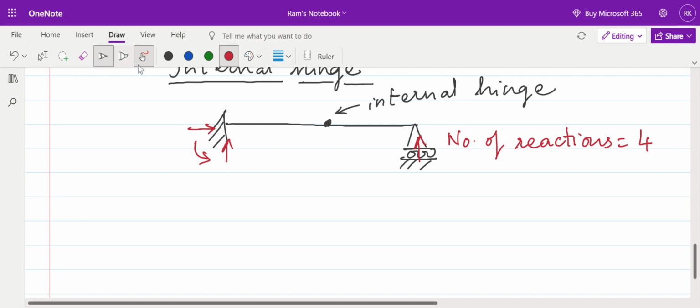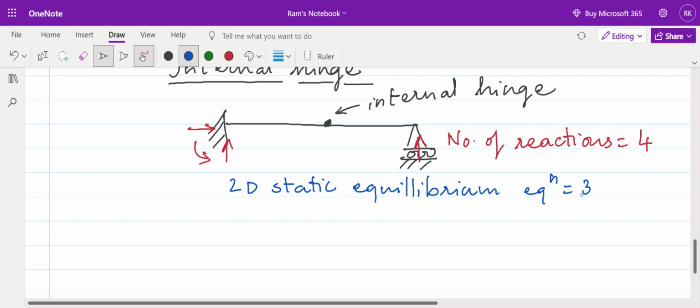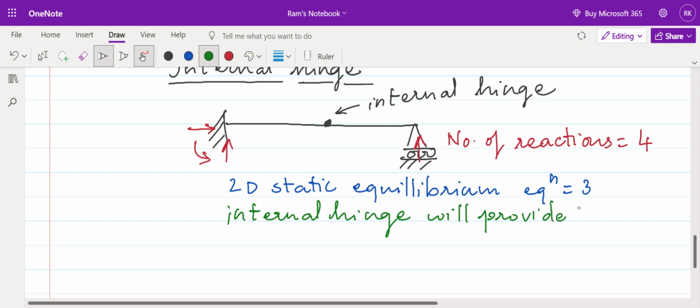Now we know the basic equations of equilibrium, the two-dimensional static equilibrium equations. We are talking about two-dimensional structures, so the static equilibrium equations are 3. But my friends, whenever it comes to an internal hinge, I must tell you, every internal hinge will provide one additional equilibrium equation.